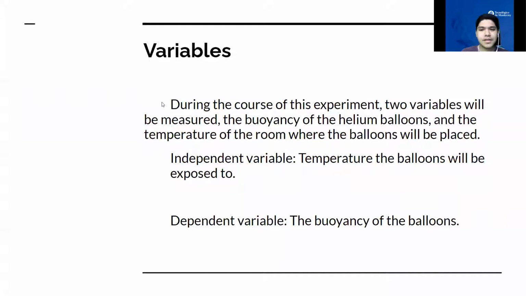Variables. During the course of this experiment, two variables will be measured: the buoyancy of the helium balloons and the temperature of the room where the balloons will be placed. Independent variable: temperature the balloons will be exposed to. Dependent variable: the buoyancy of the balloons.